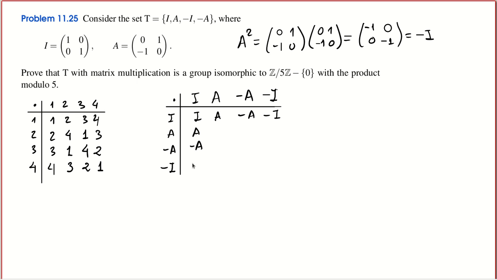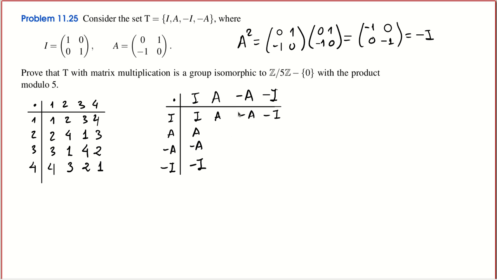So you have this here. By the way, the matrix product is not commutative in general, but for these particular matrices it is commutative, because I commutes with A. IA and AI are the same. And A commutes with itself, and A commutes with negative A, obviously. So this product is commutative in this group, so once we find a row, we can just copy it into the column.